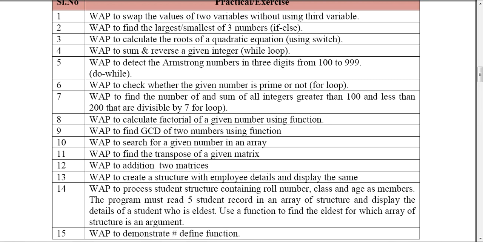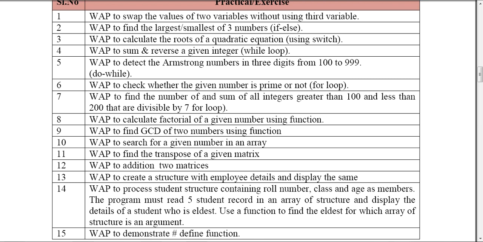Then the 12th experiment is we have to write a C program for performing addition of two matrices. Then the 13th experiment is we have to write a C program to create a structure with employee details and display the same. Then 14th experiment is write a C program to process student structure containing roll number, class and age as members. The program must read 5 students record in an array of structure and display the details of a student who is eldest.